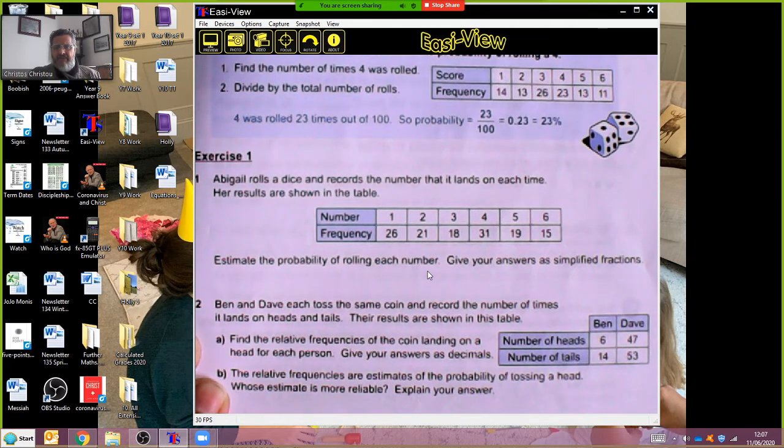Estimate the probability of rolling each number. Well, the chance of getting a 1 as an estimate is 26 out of 130. It does say simplify it. I know, Ibrahim, you're here now. And I said, you don't need to simplify at GCSE. No, seriously, at GCSE, you never have to simplify any outcomes when it comes to any probability problem, right? You don't do it. So 26 out of 130. What's the probability of getting a 2 by experiment, by relative frequency? Well, that's 21 out of 130.